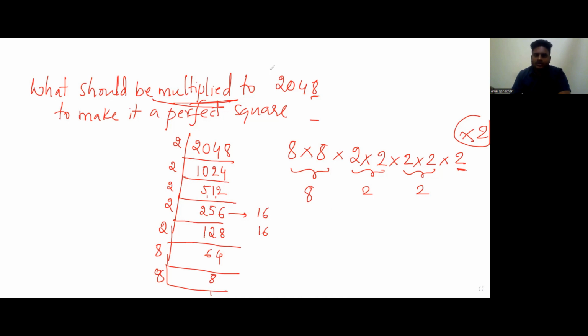Okay, let us take one more example. Same thing. What should it be? Let us say if it is multiplied, then we have to give it. If it is divided, we have to take out from. Okay, understand this concept. What should be multiplied to 125 to make it a perfect square?